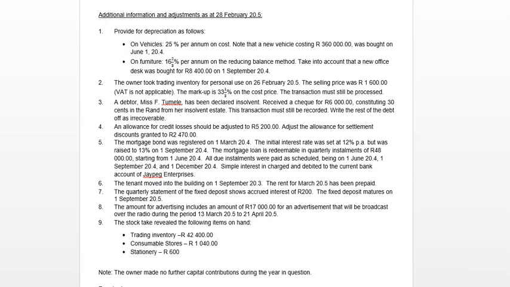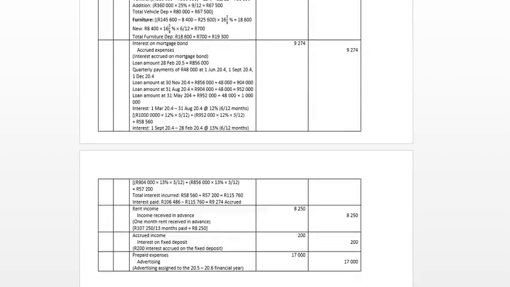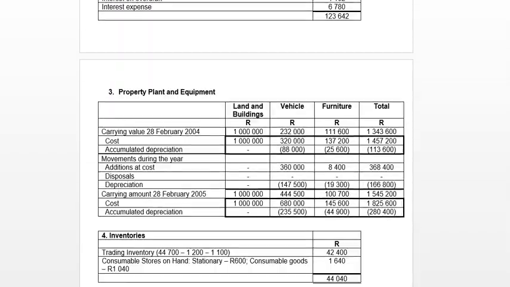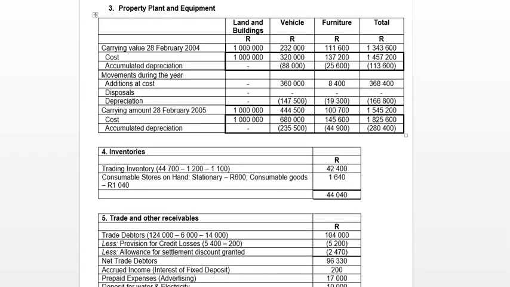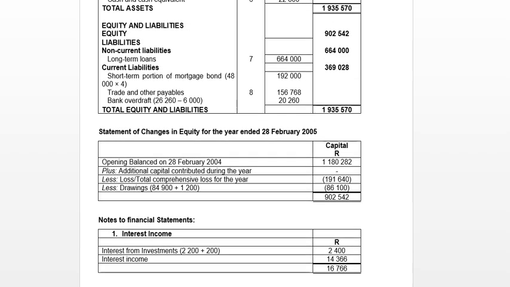What movements happened during the year? So, firstly, we bought a new vehicle of 360,000 Rand and we bought a new desk or furniture of 8,400 Rand. So let's record those at cost price. So our additions at cost price for vehicles were 360,000 Rand and for furniture it was 8,400 Rand.